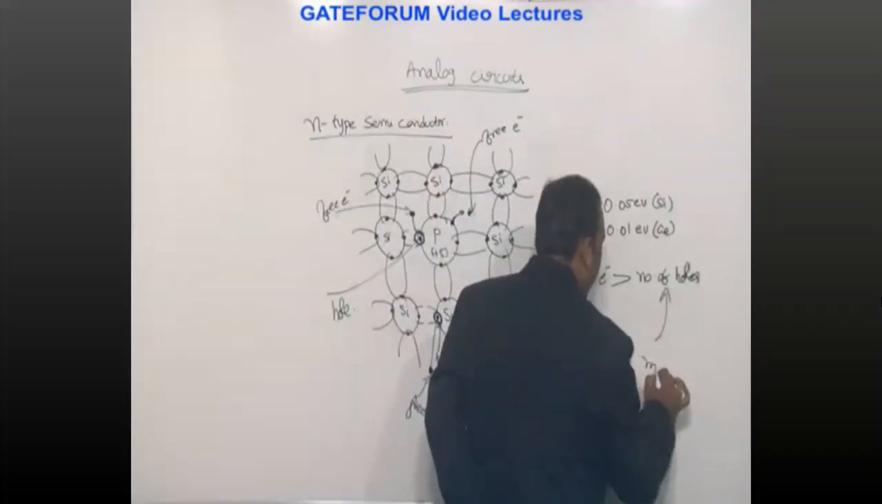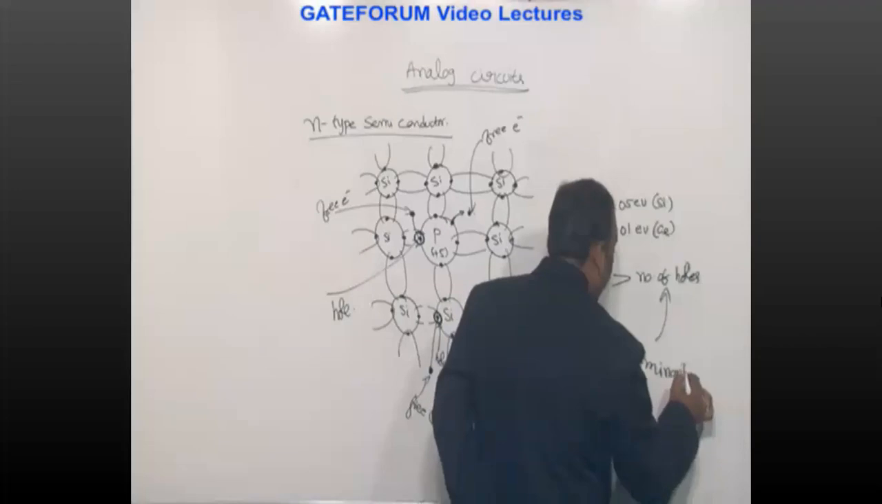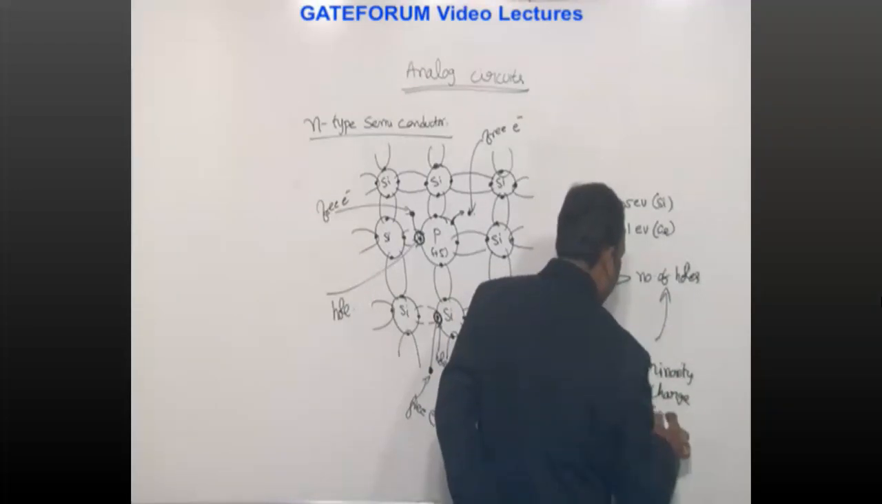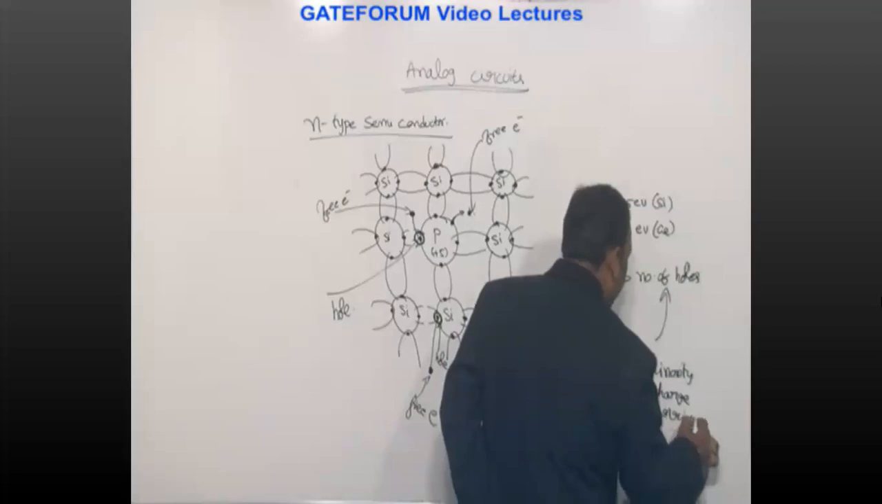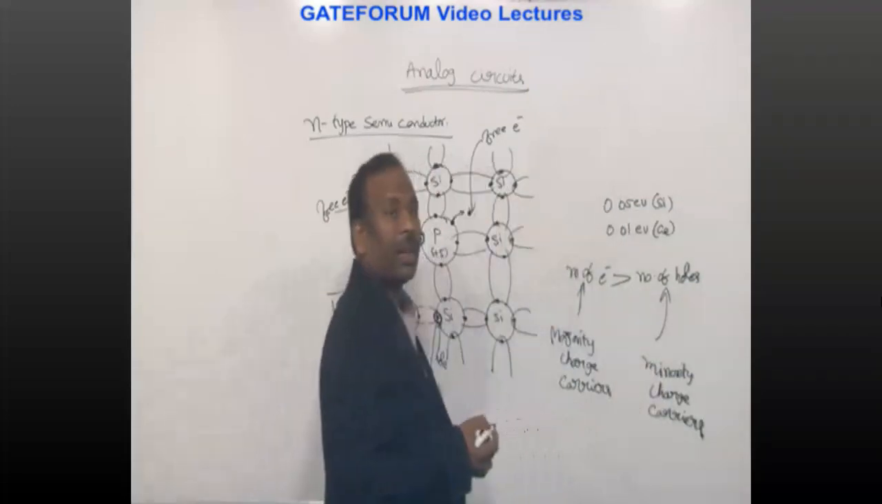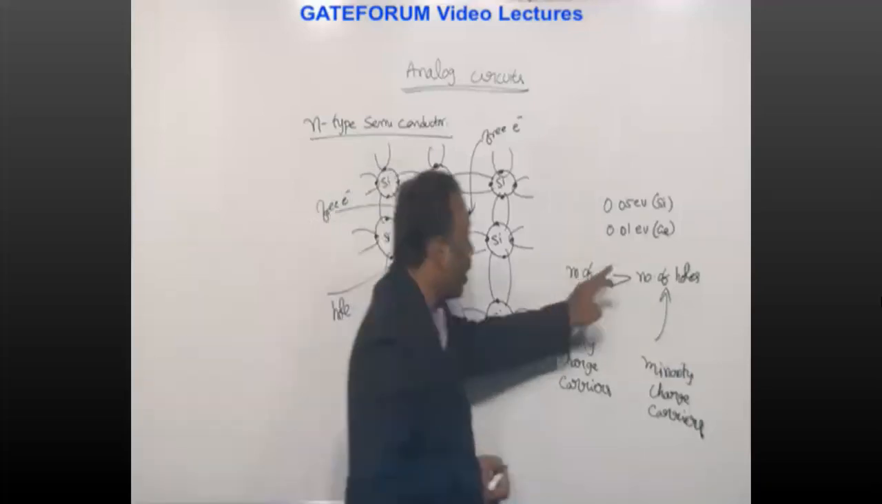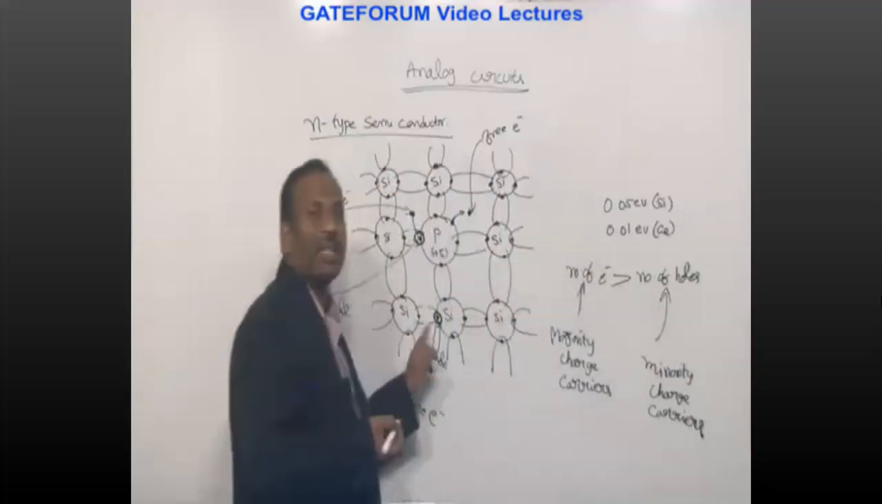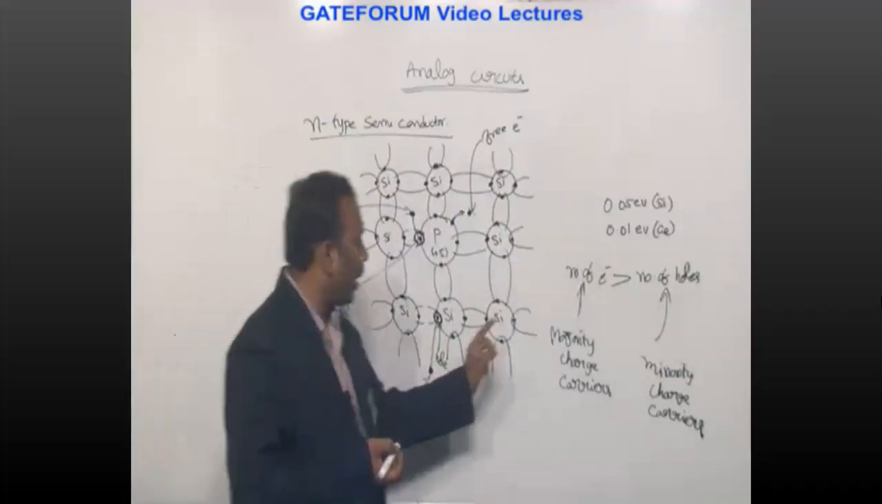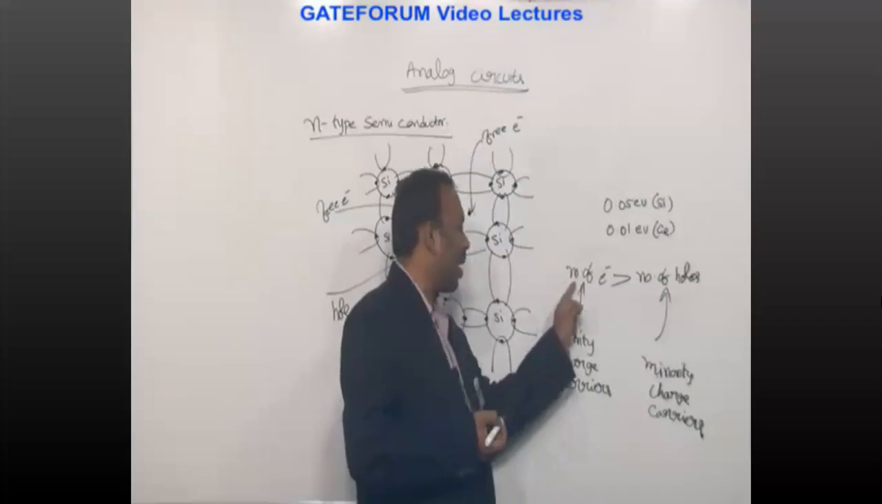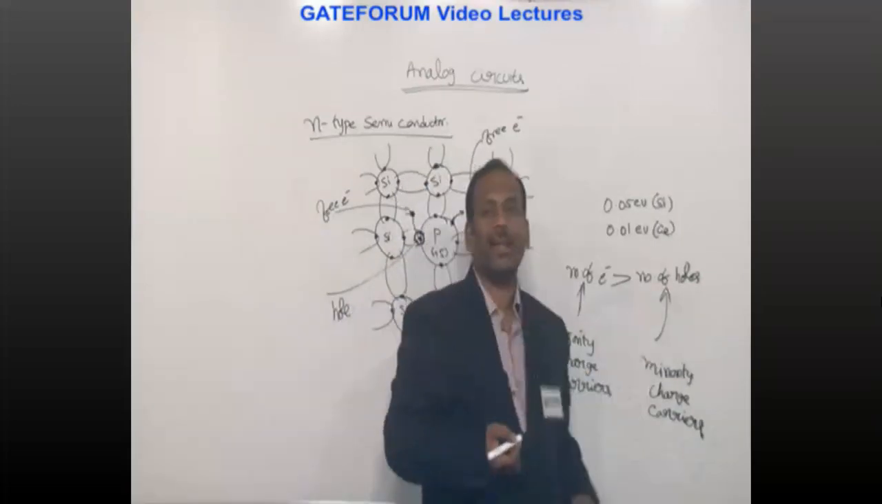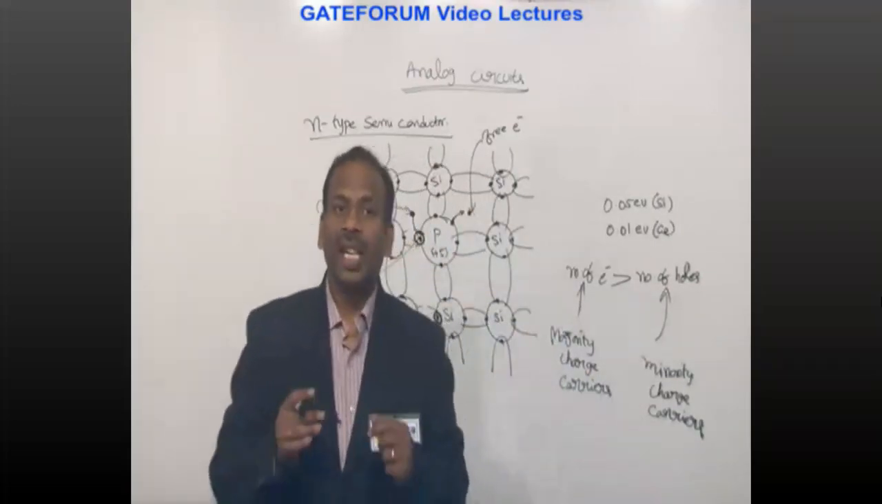Holes are called minority charge carriers. Okay? So in an n-type semiconductor, the number of electrons is more than the number of holes, because this is the explanation. And majority charge carriers are electrons, minority charge carriers are holes. Clear till that one?